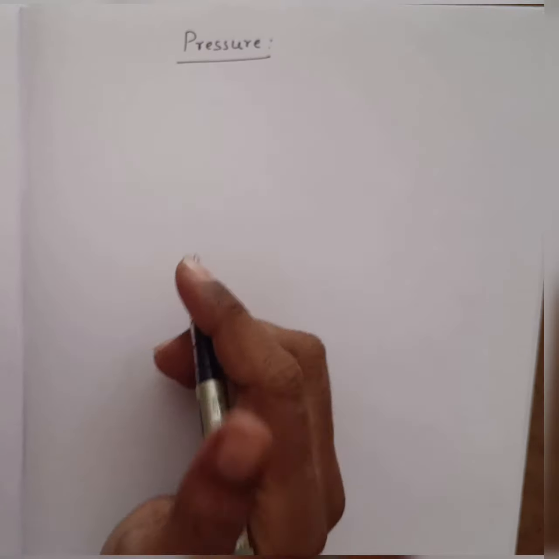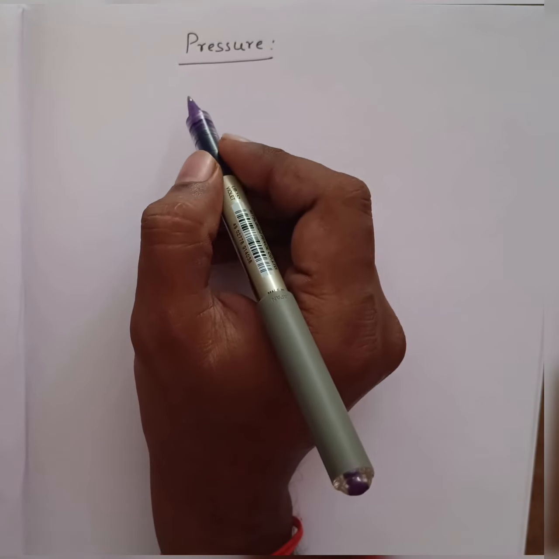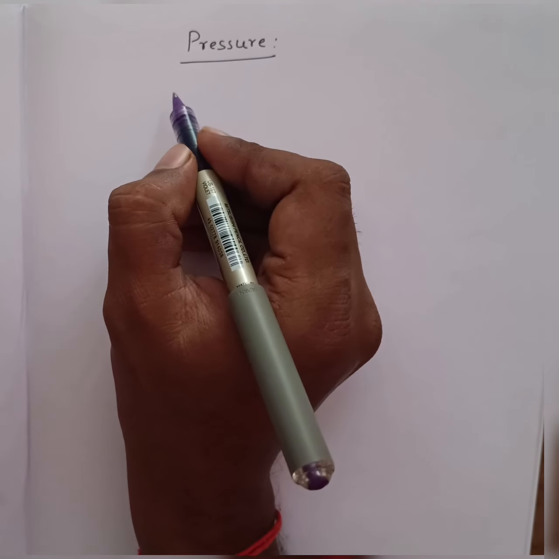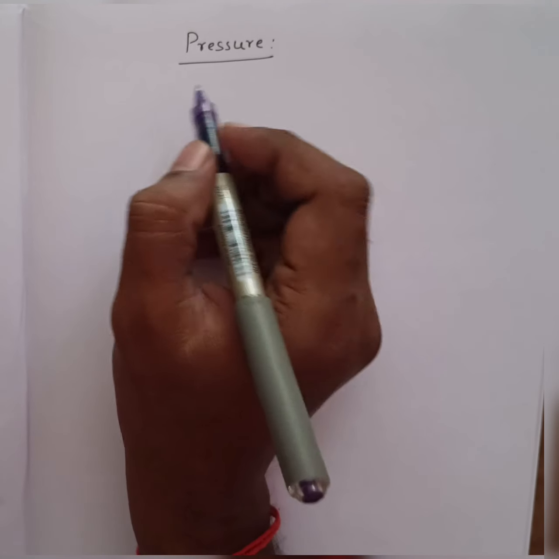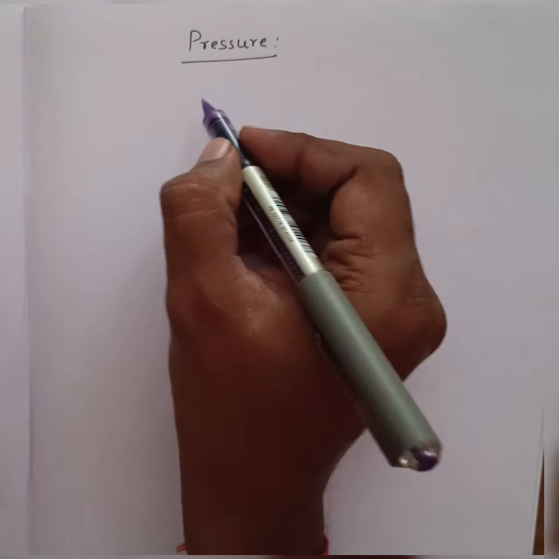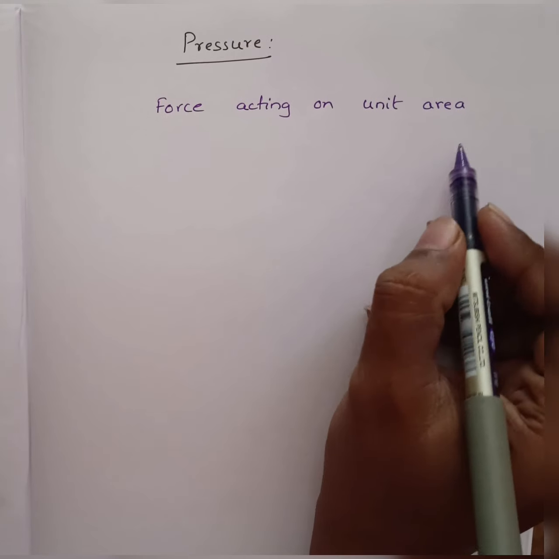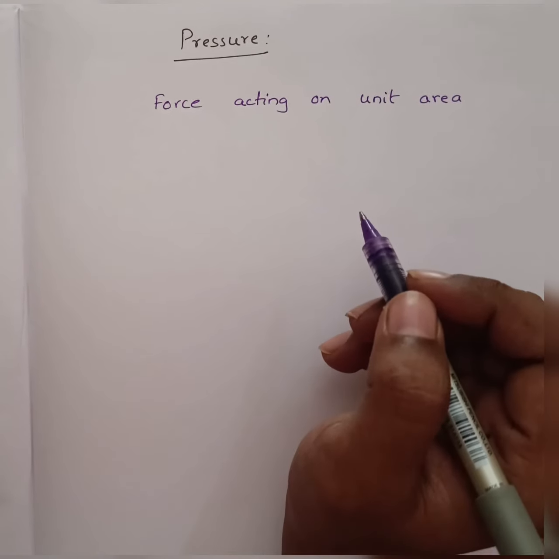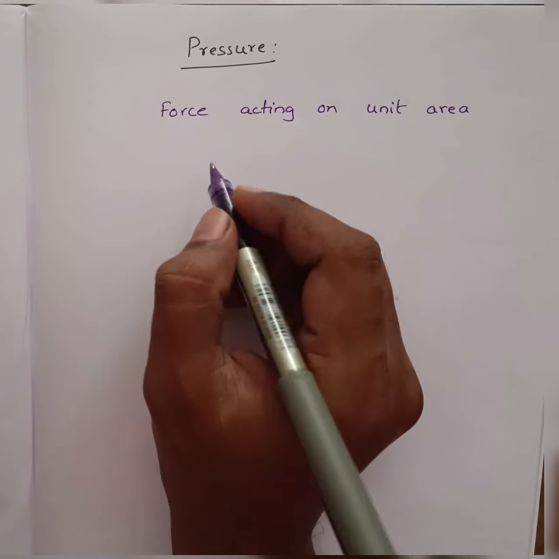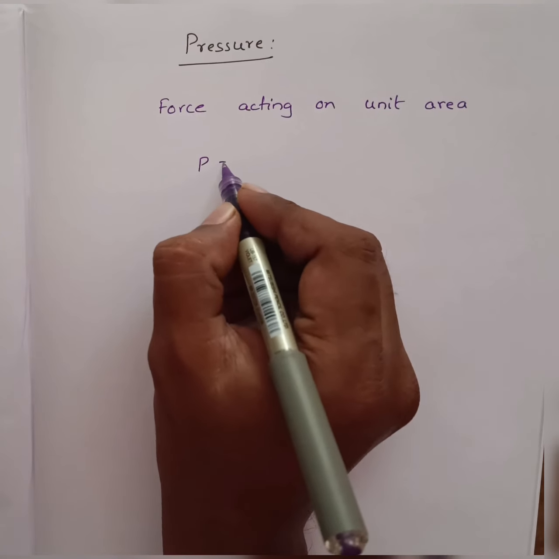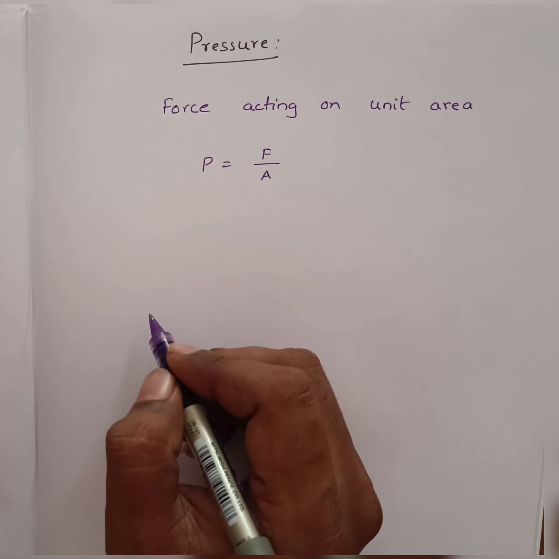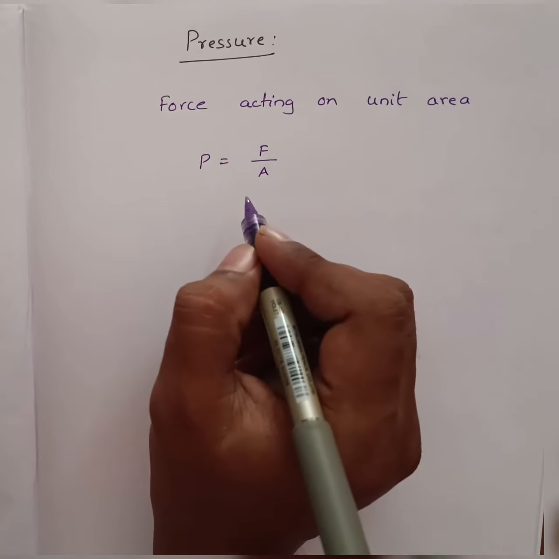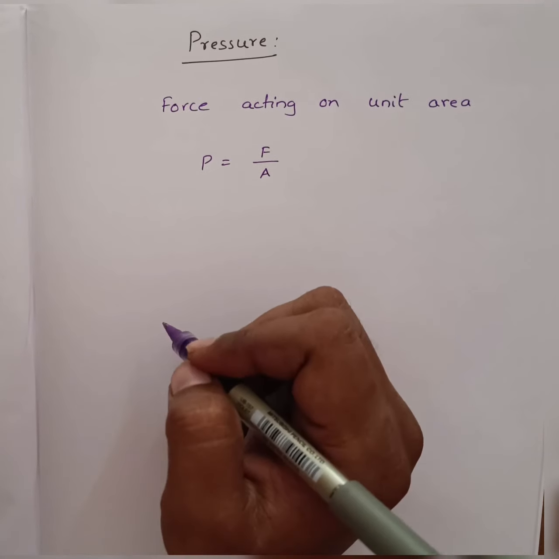Next. Now, pressure. What is the difference between force and pressure? Don't think that both are the same. Pressure means force acting on unit area. Pressure is denoted with the letter P, equal to force by area. Force acting on unit area.